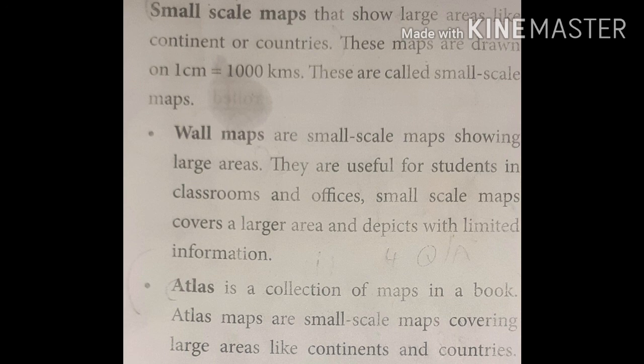Atlas maps are small scale maps covering large areas like continents and countries. Only prominent relief features, main roads and railways, and important towns are shown. So an atlas is nothing but a collection of maps in a book.